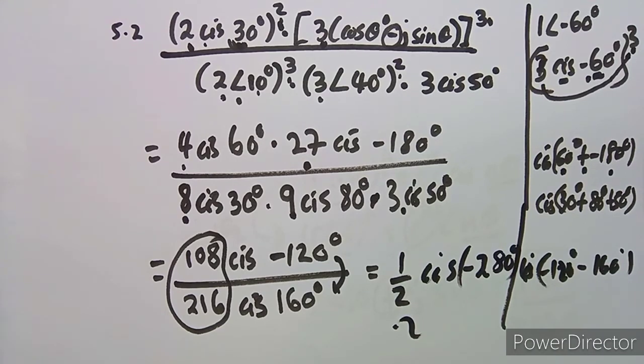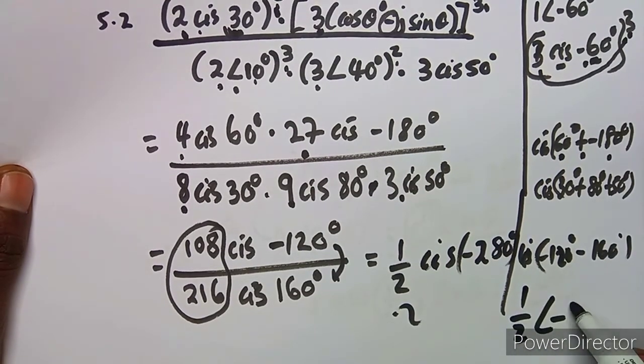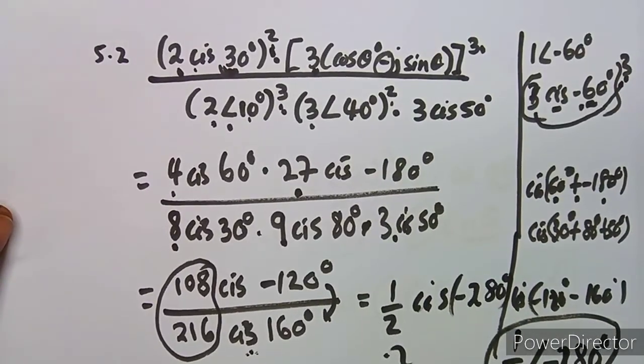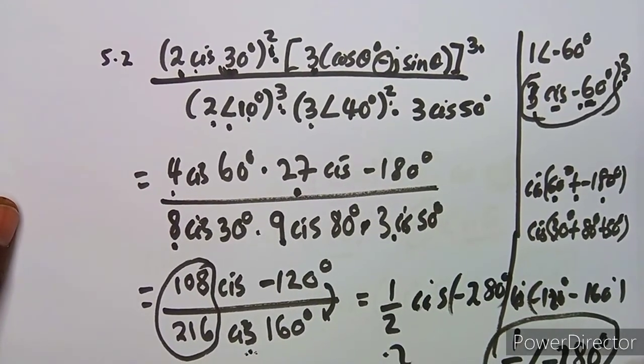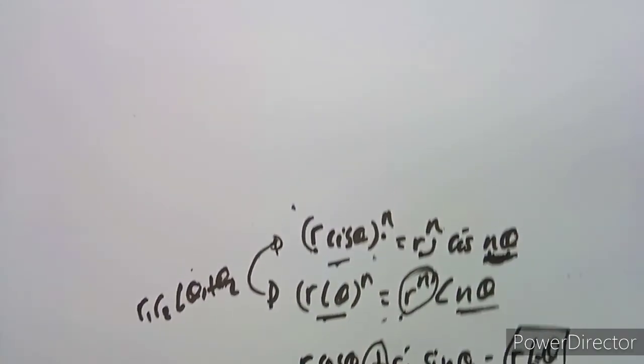All right, so that's what you're going to have there. Like I said, depending on the format that you'll be using, your answer is going to be half angle of minus 280, you put it this way, or you use this cis form. It's just one and the same thing. There's nothing that is actually new there.